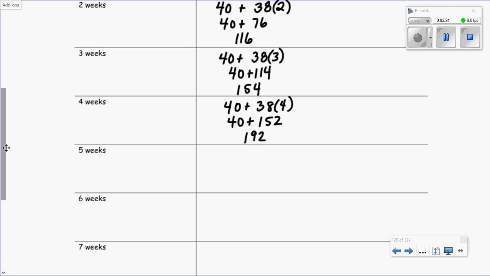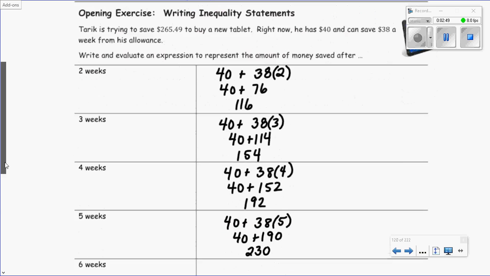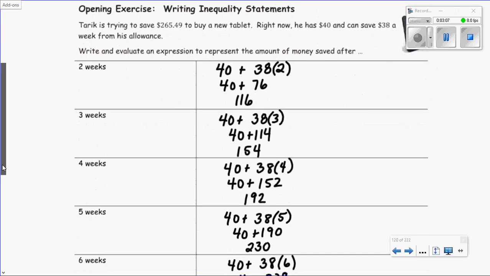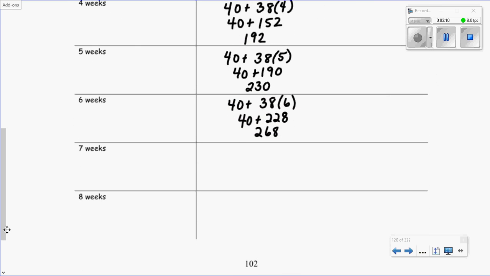Okay, still not enough after 4 weeks. After 5 weeks. Okay, how much do we need? 265.49, okay. Okay, 40 plus 228 is 268. Is that enough? Yes, it is. $268 would be enough. Well, I wonder why they want us to keep going.